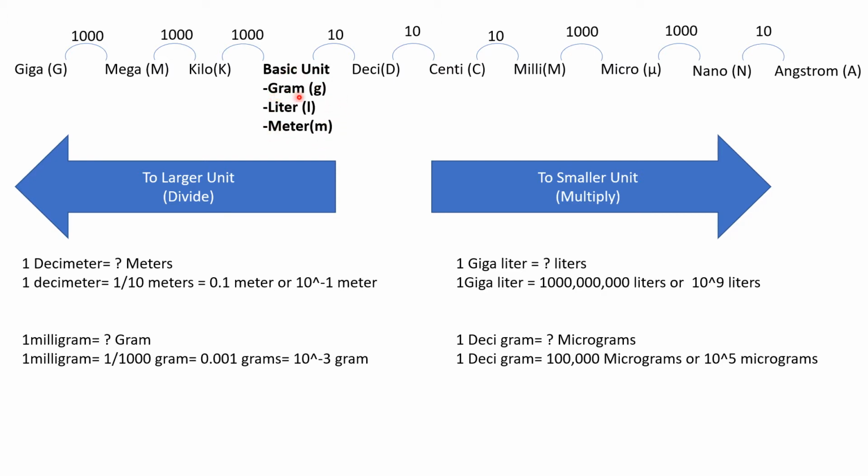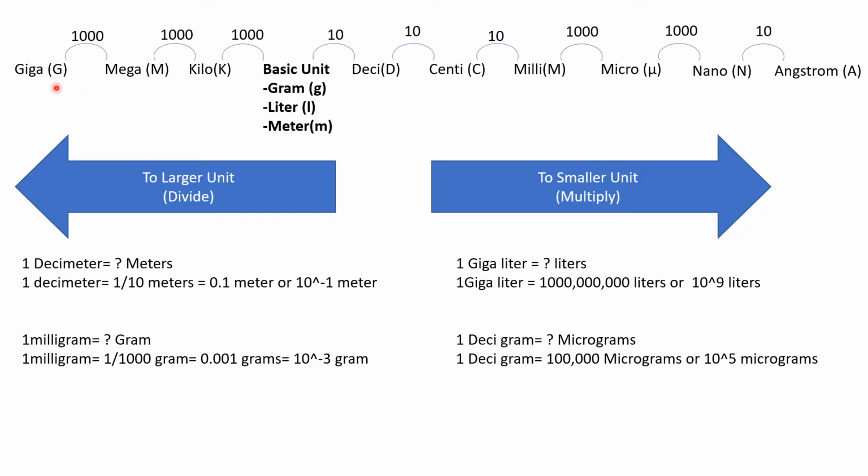Instead of writing the whole entire word gram, we could just abbreviate it by the letter G, and then liters, we can just abbreviate as L, and meters as M. Now, those basic units, we can either make them larger or smaller, and we do that by adding a prefix in front of that basic unit. We have multiple prefixes all the way from giga to angstrom.